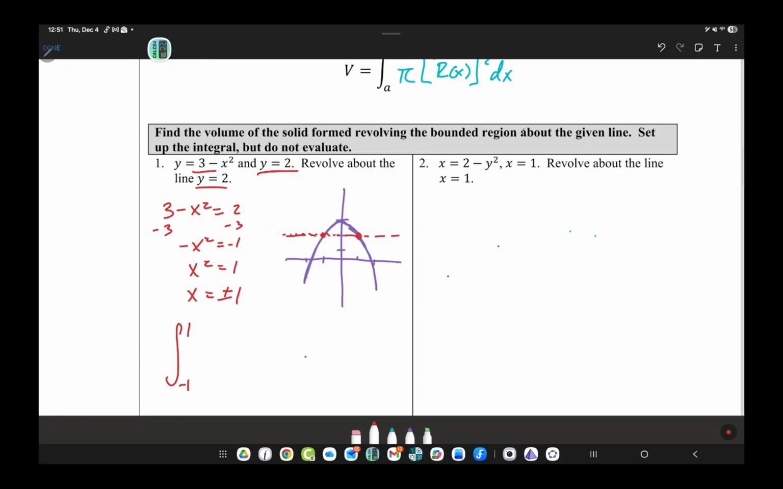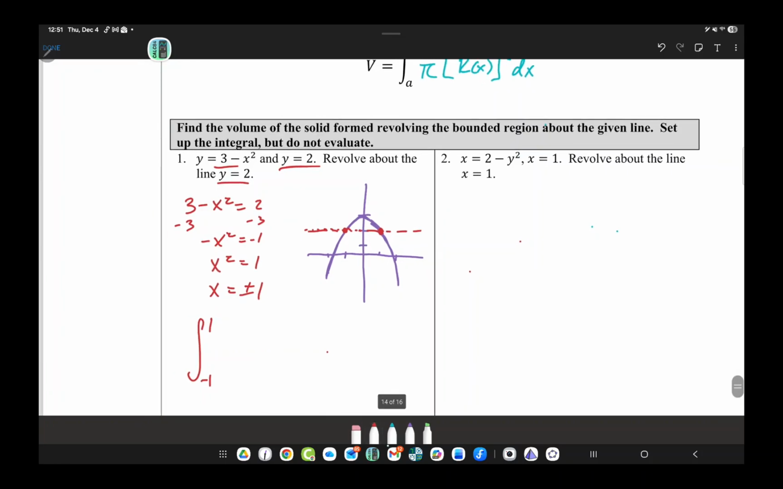Now, I'm going to bring this up, and this will apply. This may help a bit. If I wanted to find the area between y equals 3 minus x squared and y equals 2, you would take the integral from negative 1 to 1 of what?